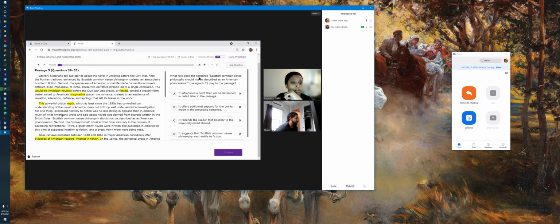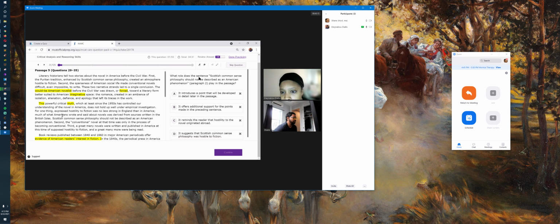And then they're saying that much of what Americans wrote and said about novels, which he says is a myth, was derived from sources written in the British Isles, right? So then he says, therefore, Scottish common sense philosophy should not be described as an American phenomenon, because it's not. So what does that play in the passage? Let's see. It doesn't really introduce a point that will be developed in detail later. Offers additional... Okay, what do you think?